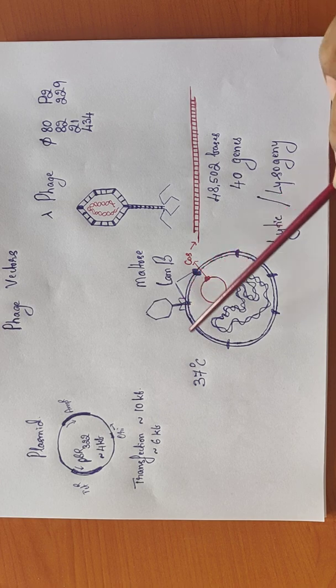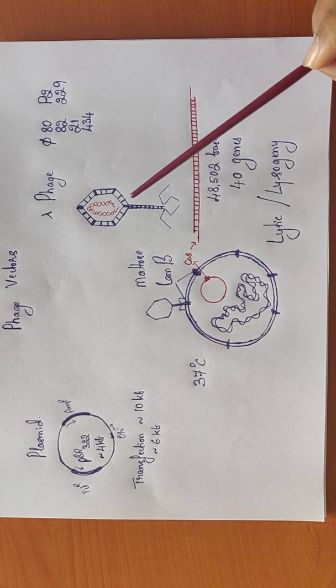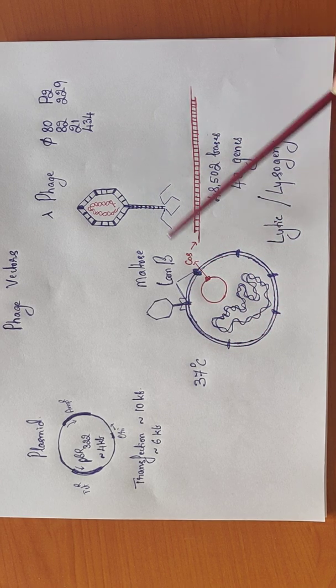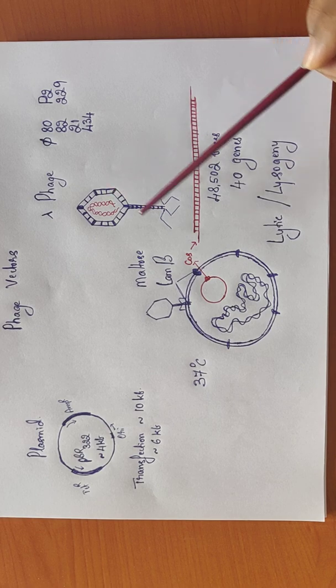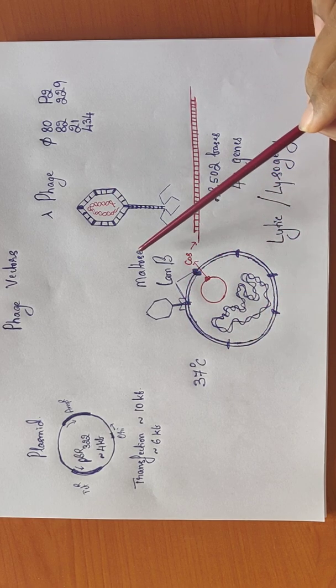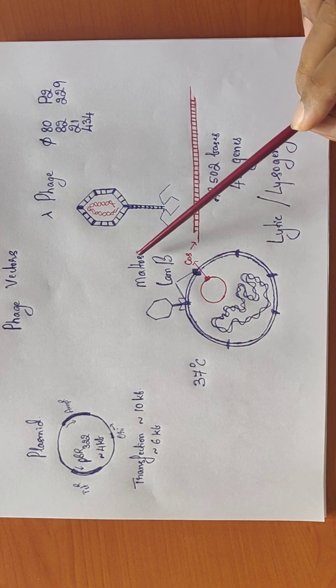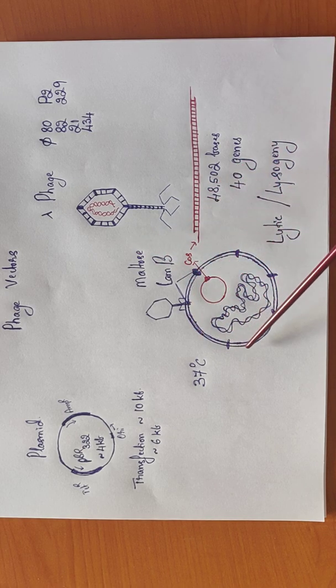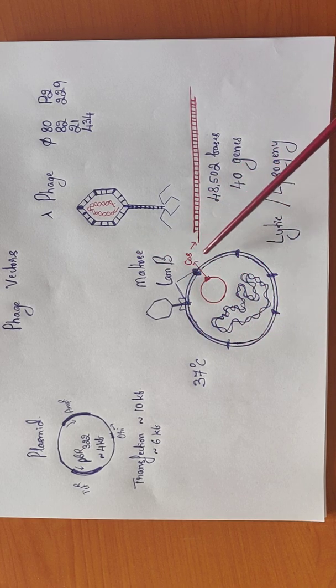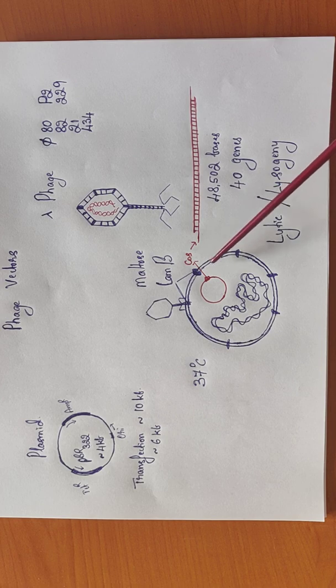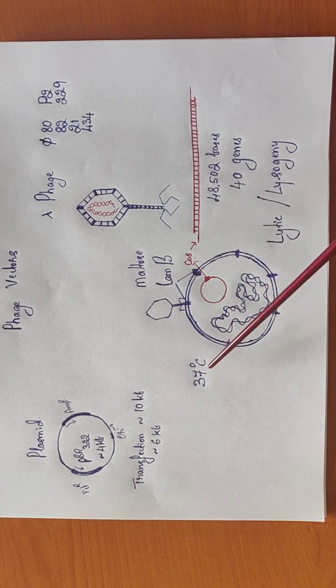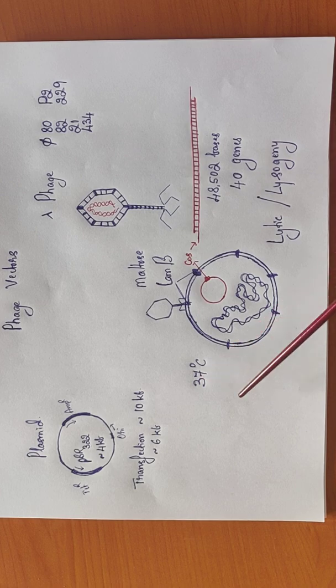Because of that, if you want to do an infection experiment with E. coli and lambda phage, it is better to have a medium rich in maltose. The more maltose, the more lamB genes are going to be expressed in the membrane. And the optimum temperature for the infection is if you do the incubation at 37 degrees centigrade.